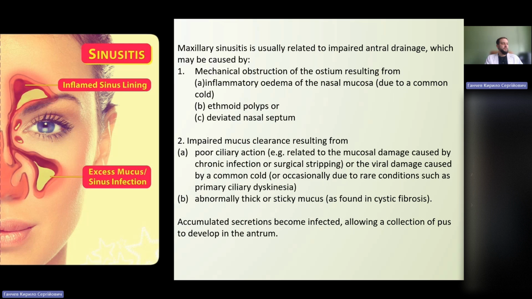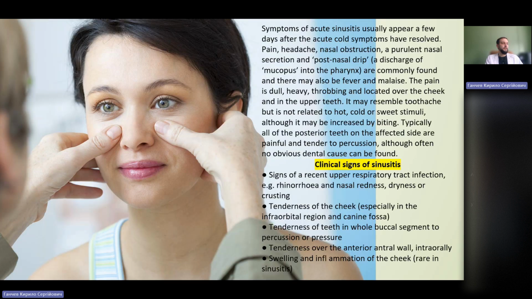Accumulated secretions become infected. Secretions means bad liquid, okay? They become infected, allowing a collection of pus to develop in the antrum, as I said previously. Okay.